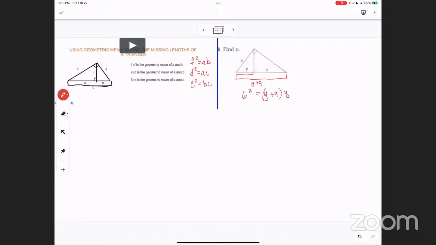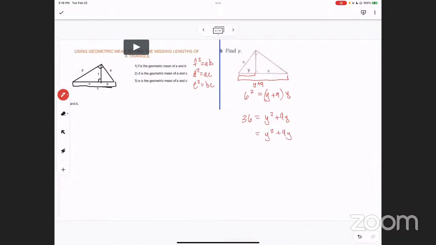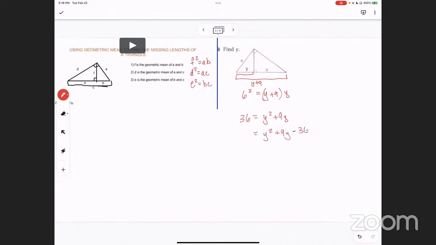There's my formula, and now I solve it. We have a quadratic formula. So 6 squared is 36. Y times y is y squared plus 9y. Are you following me? Yeah. Do you know how to do this? I have to move the 36 over, yeah? You're good with this? You're good with factoring?